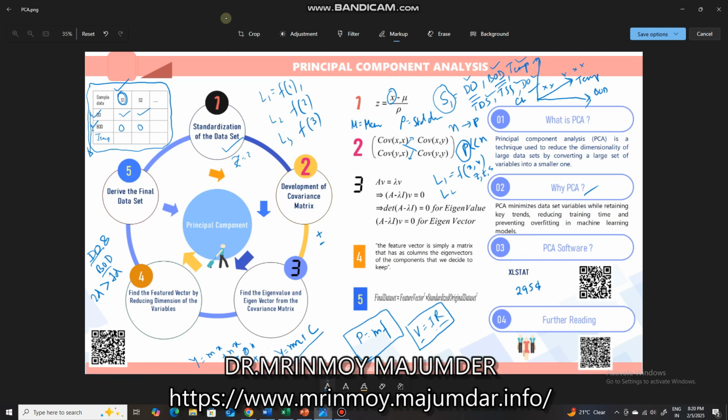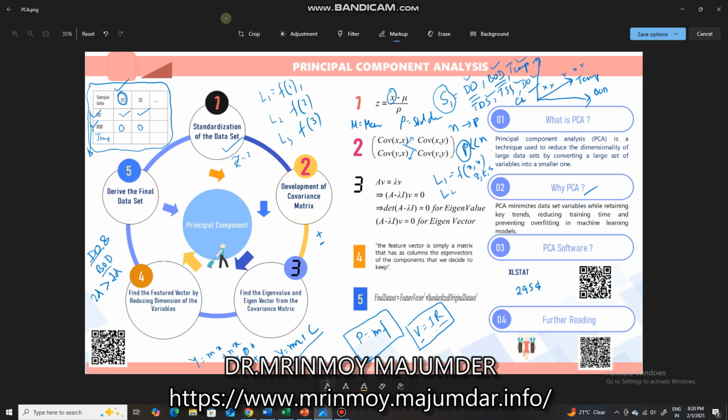Okay, so this is actually the commutative rule of covariance. Covariance of x and y is equal to covariance of y and x, because they are basically showing you the relationship between x and y. Okay, so this is over. You have calculated the matrix.